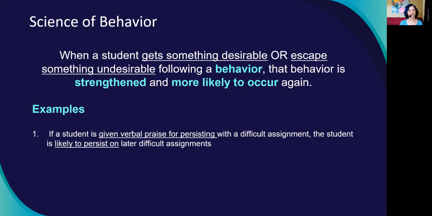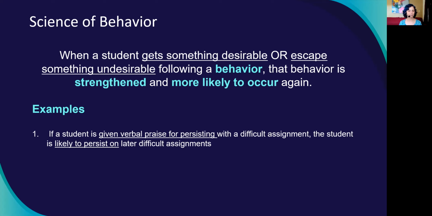So here's an example of that. If a student's given verbal praise for persisting with a difficult assignment, the student's likely to persist later on with difficult assignments. So a teacher saying, good job, you can do it. I like how you're persevering. I know it's tough, but keep going, right?